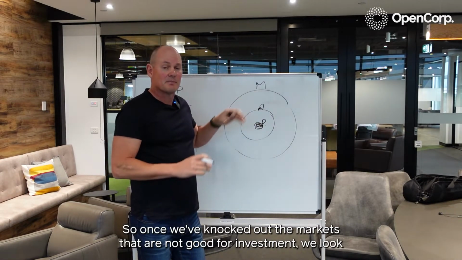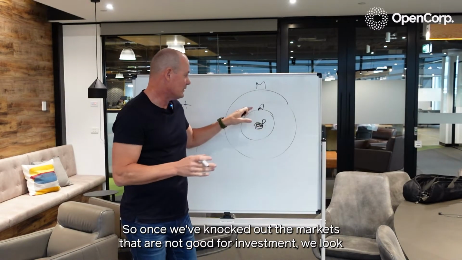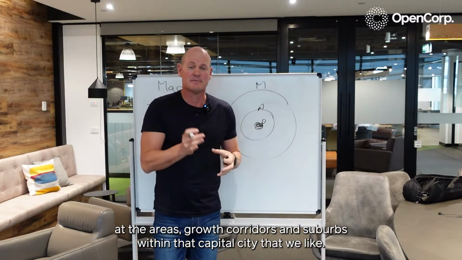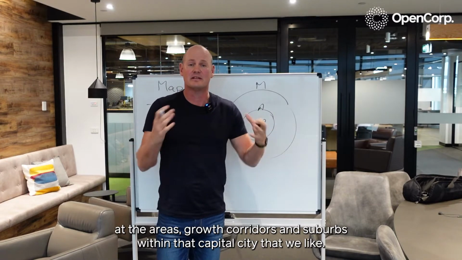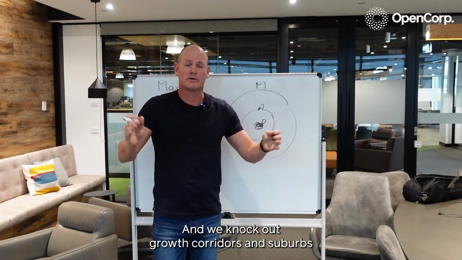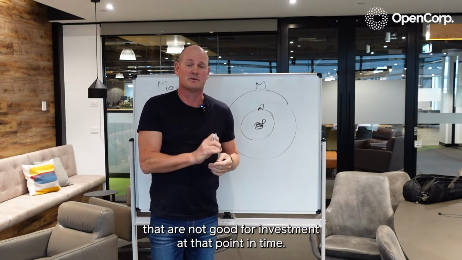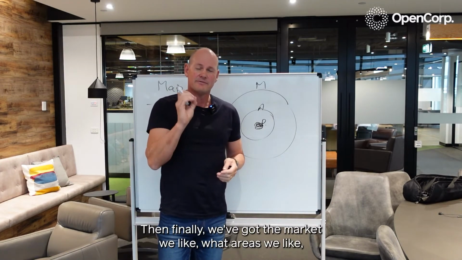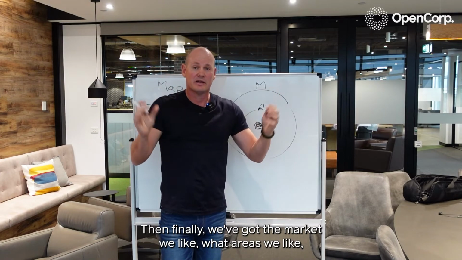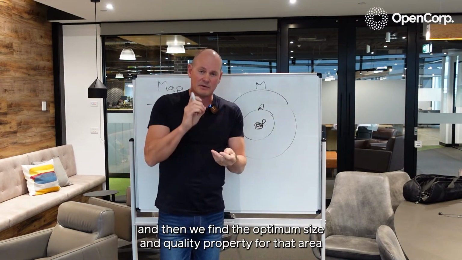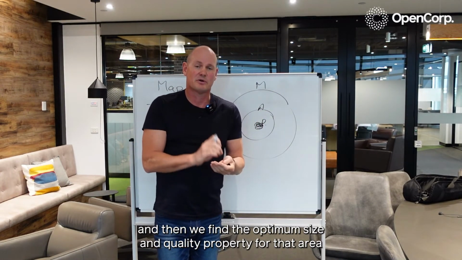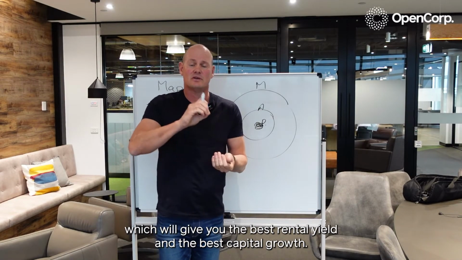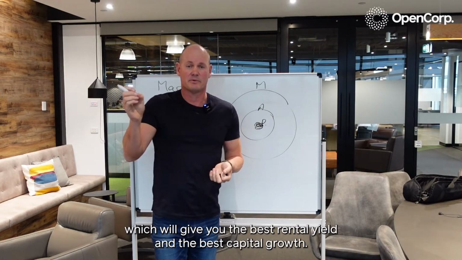So once we've knocked out the markets that are not good for investment, we look at the areas, growth corridors and suburbs within that capital city that we like, and we knock out growth corridors and suburbs that are not good for investment at that point in time. Again, I'll go through the set criteria used. Then finally, we've got the market we like, we've got areas we like, and then we find the optimum size and quality property for that area, which will give you the best rental yield and the best capital growth.